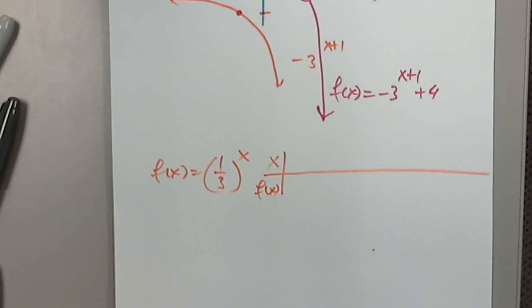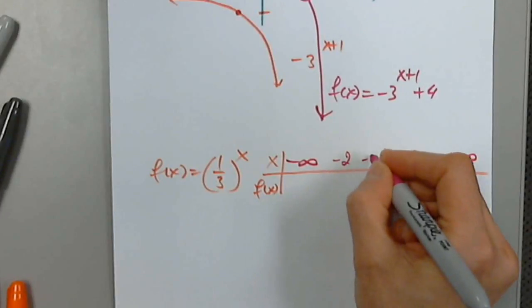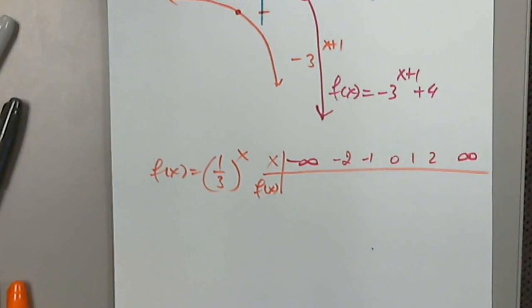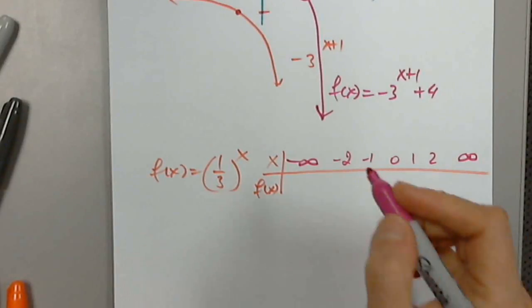Domain. What is the domain of 1/3 raised to the x power, or the exponential function? All real numbers. Yes, it's a friendly function, no worries. So negative 2, negative 1, 0, 1, and 2. Let's plug in negative 2 in the function and tell me what you get. So it's 1/3 squared, but you have to flip it. 9.